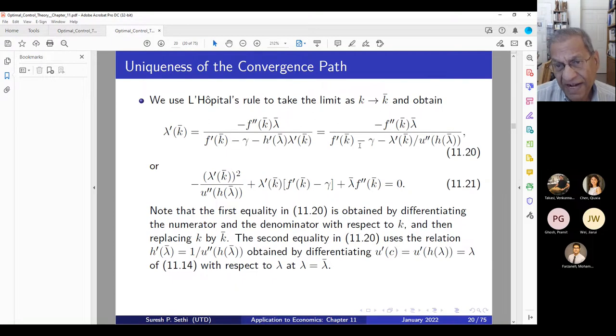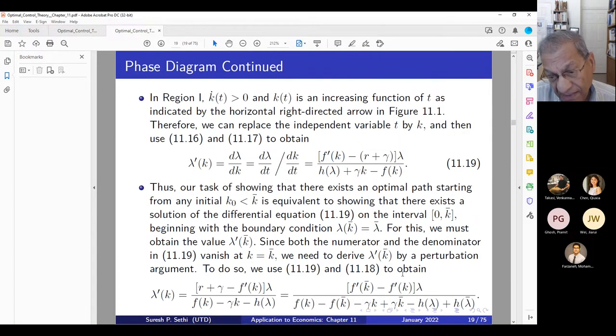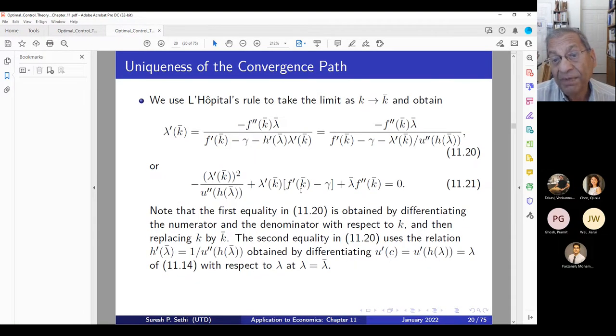Now, I want to find out what happens as K goes to K bar. Because as K goes to K bar, this is going to become zero and this is going to become zero. So I need L'Hopital. So I take the lambda prime K bar, I take the derivative of the numerator by K and substitute K bar, take the derivative of the denominator by K, substitute K bar. That gives me my L'Hopital rule. The L'Hopital rule gives me this. So the lambda prime K bar, by using the L'Hopital rule, is given by this formula, which is not zero by zero anymore. And this formula is a quadratic equation in lambda prime K bar. You see all these tricks? Lambda prime K bar satisfies a quadratic equation, so I can solve the quadratic equation. I can get two values of lambda prime K bar.